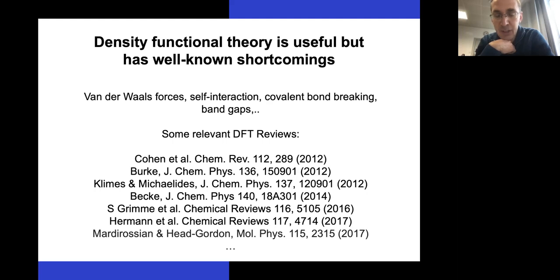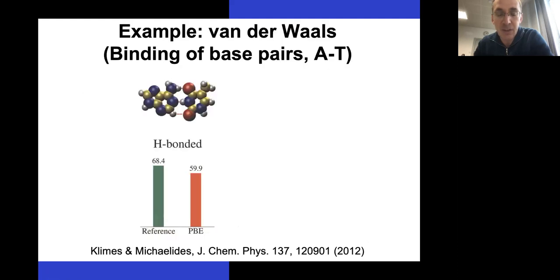It's a rich and thriving area of research trying to understand and develop new and improved density functionals. I'll say a little bit now about van der Waals forces because it's relevant to the types of materials that I'm going to tell you about today. And so I think this simple system in the gas phase illustrates very nicely one problem with many standard density functionals.